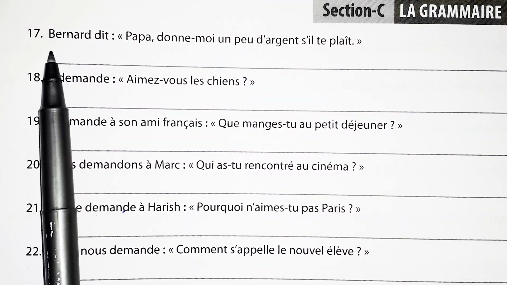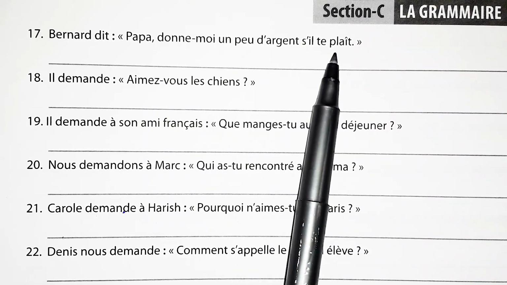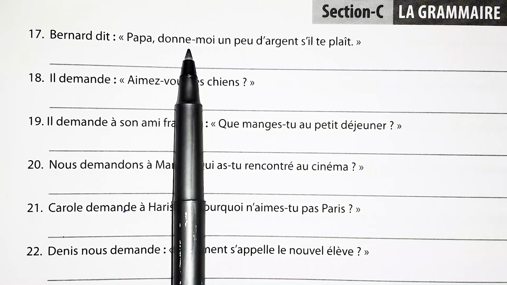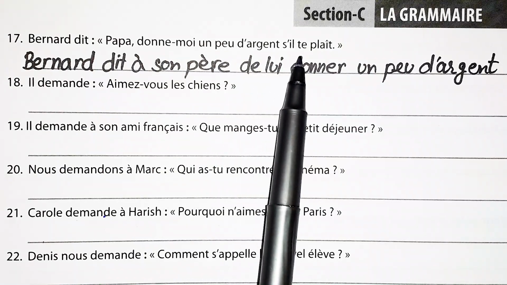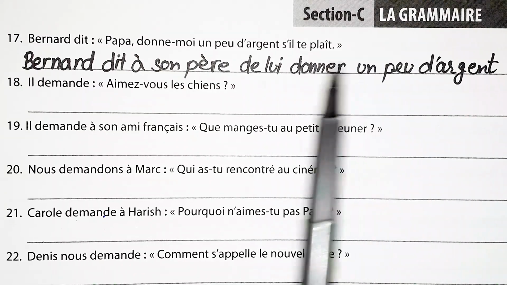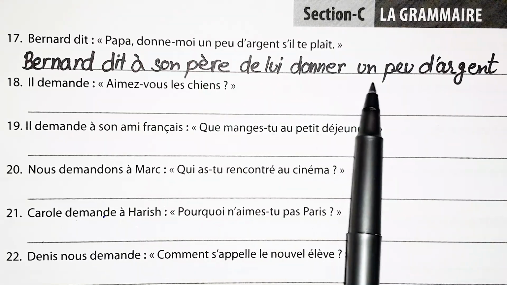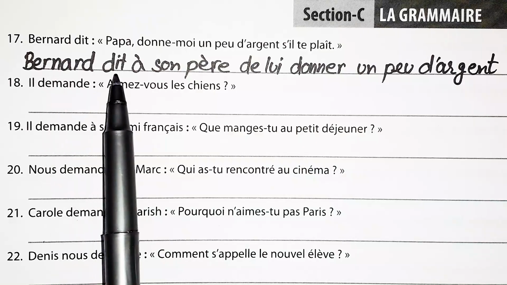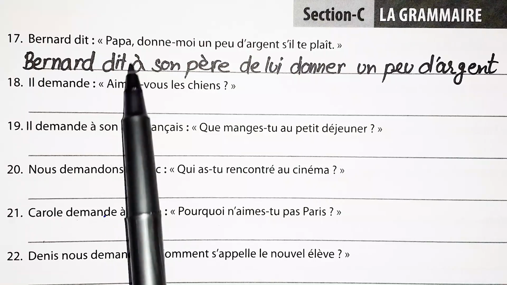Now the next statement is Bernard dit, Papa, donne-moi un peu d'argent s'il te plaît. Now again, it is an imperative case, so we are going to use de. Bernard dit, Papa, donne-moi un peu d'argent s'il te plaît, means Bernard is saying, give me some money please. And after changing it, it is like Bernard dit à son père de lui donner un peu d'argent. Now here Bernard is requesting or saying to his father to give him some money. Either of these two expressions you can use here.